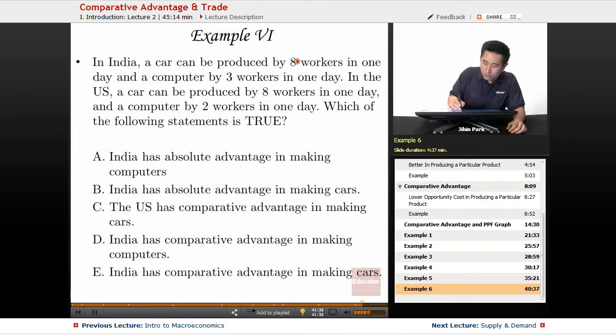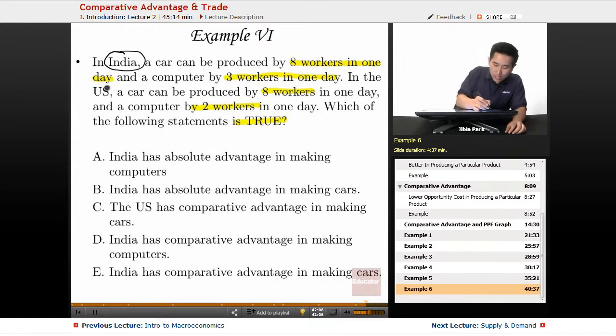In India, a car can be produced by 8 workers in 1 day, and a computer by 3 workers in 1 day. Now, in the US, a car can be produced by 8 workers as well in 1 day, and a computer by 2 workers in 1 day. Which of the following statements is true? Again, some questions will say which one is false. This happens to be a question that says which one is true.